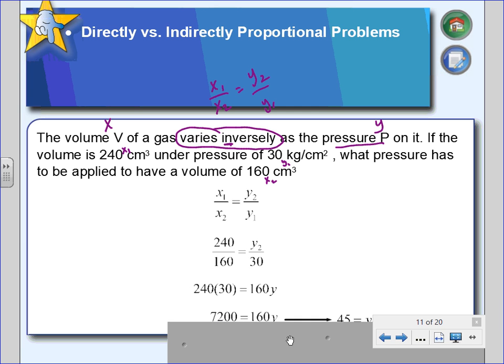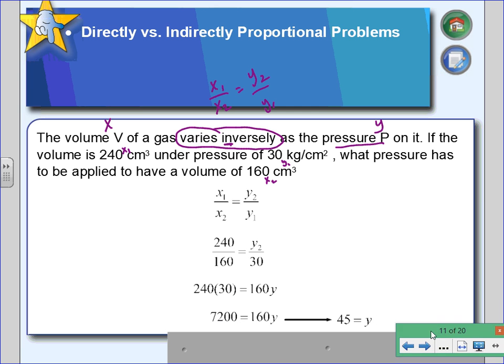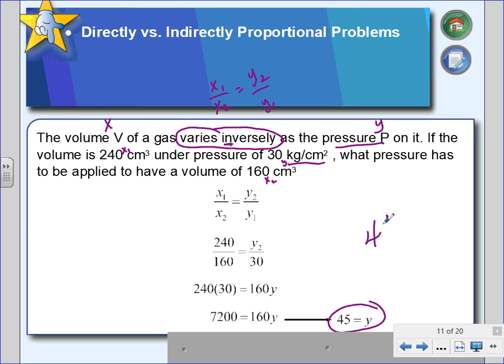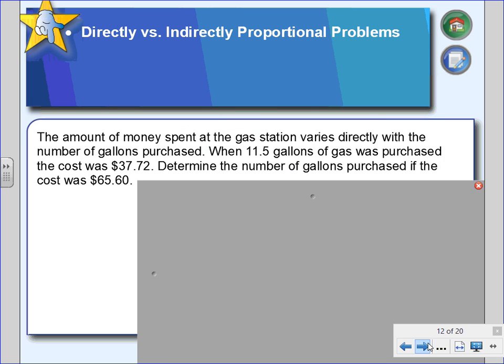Cross multiply, simplify, and isolate. And we get y to be 45, and y stood for pressure. If I look over here, it said pressure was kilograms per centimeter squared. So I'm just going to finish by writing kilograms per centimeter squared. It really doesn't matter if you understand what this means. It is okay if you don't know what that is, as long as you knew how to get there. At the end, just copy whatever units are given to you. Okay, and one last one.